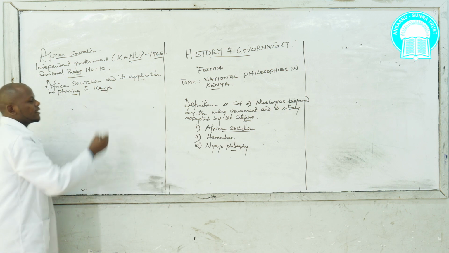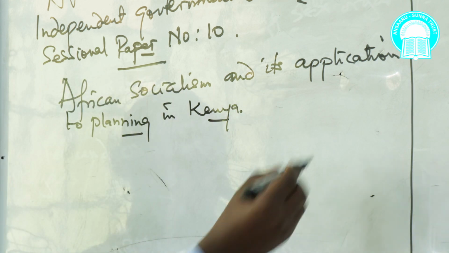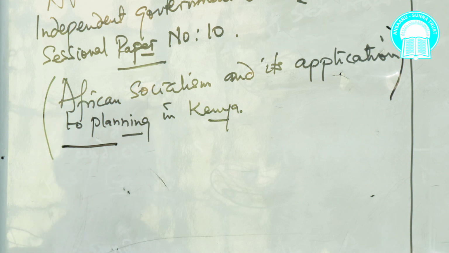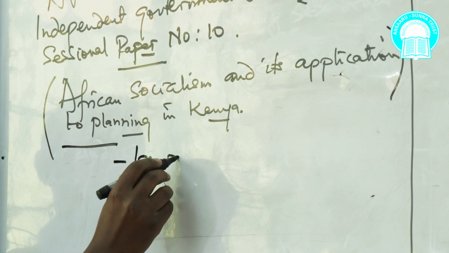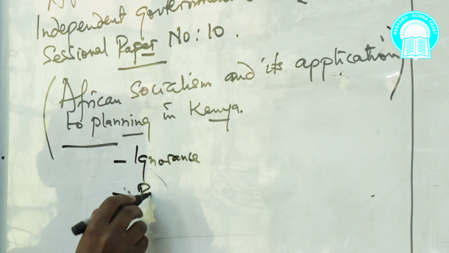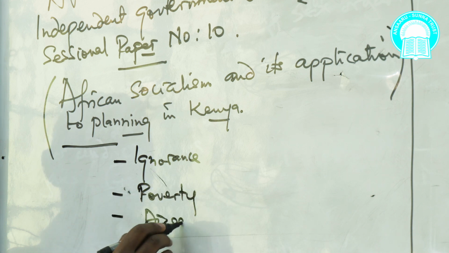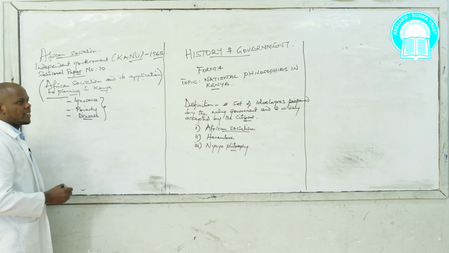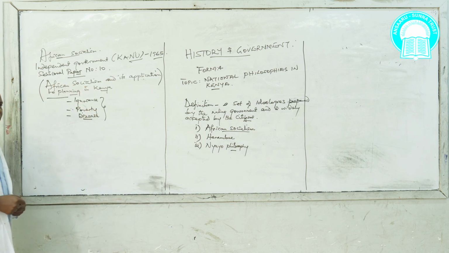The then president, Jomo Kenyatta, was the brainchild of this national philosophy because he wanted Kenya to have a blueprint to tackle three key challenges: the challenge of ignorance, the challenge of poverty, and the challenge of disease. Those three key issues were the ones that the government was trying to address using this blueprint of African socialism.